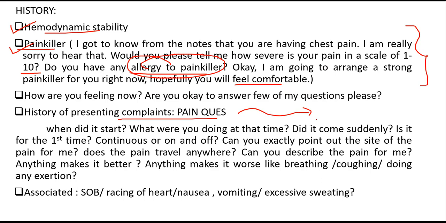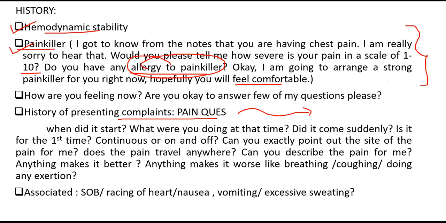A few other things before we move on: many times I have seen candidates are confused about this painkiller, how we are going to arrange a painkiller for the patient in an online setting. This exam is all about pretending and acting, right? Because these are simulated cases. So as long as you are offering something, as long as you are saying those things, it means you are doing it in real life.